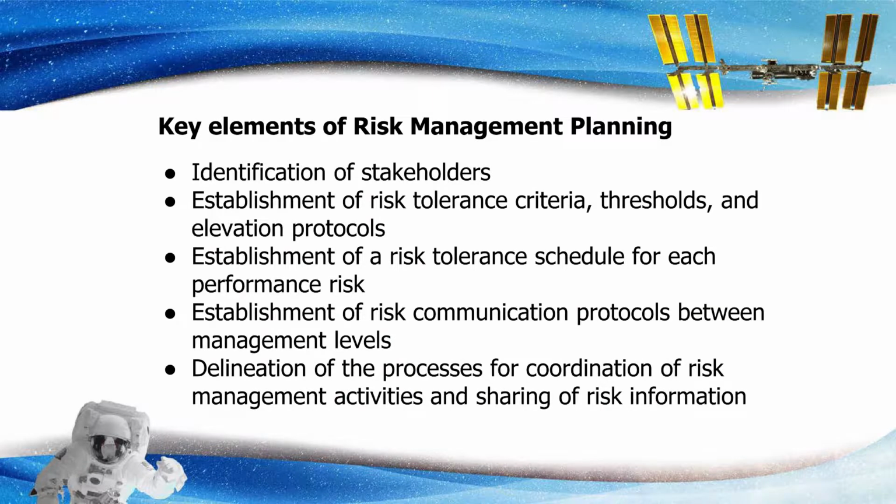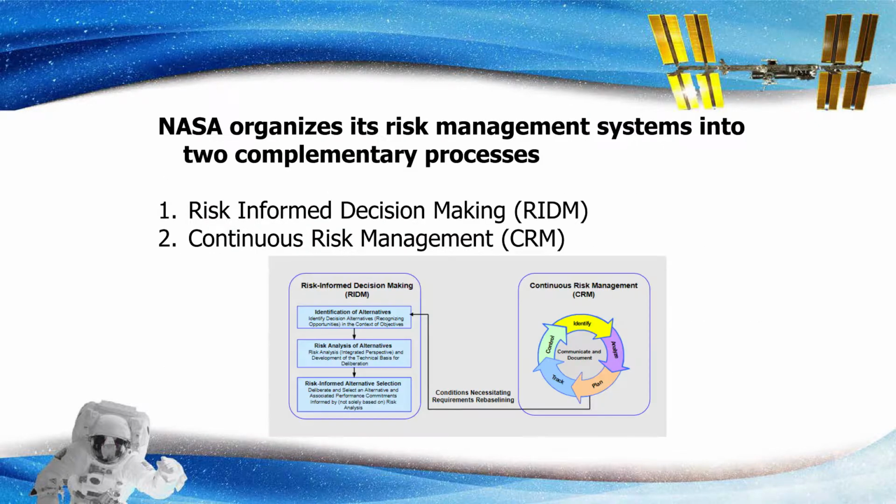Key elements of risk management planning: identification of stakeholders, establishment of risk tolerance criteria, thresholds, and elevation protocols, establishment of risk tolerance schedule for each risk, establishment of risk communication protocols between management levels, and delineation of the processes for coordination of risk management activities and sharing of risk information.